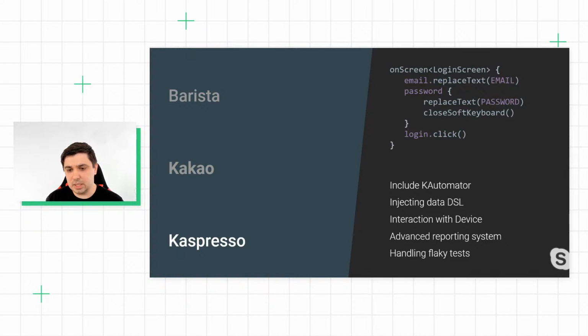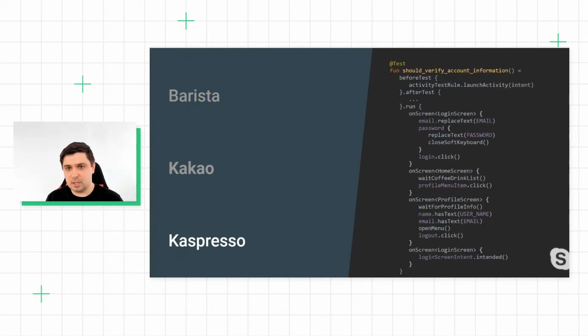You can do it easily. And we can also handle flaky tests because of interceptors from Kakao framework.